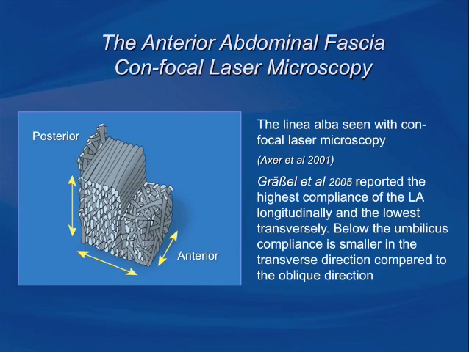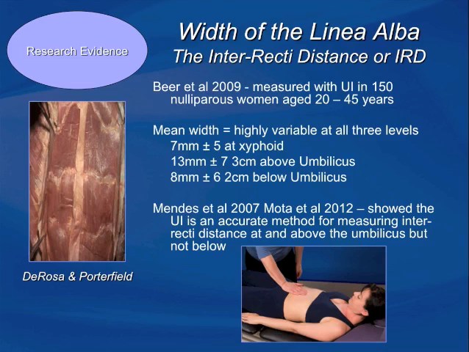Well, how wide can the linea alba be normally anyway? The width of the linea alba is also known as the IRD, or the inter-recti distance. And there have been a few studies that have measured this, and the one study which is gender and age matched to our study is the one of Beer in 2009. They used ultrasound imaging to measure the width in 150 nulliparous women.